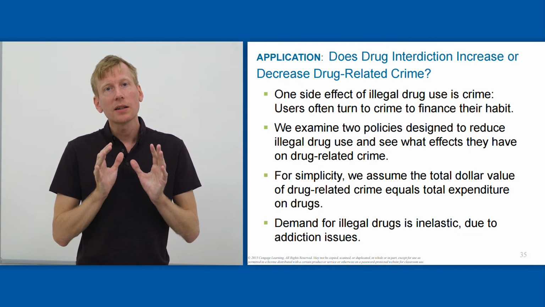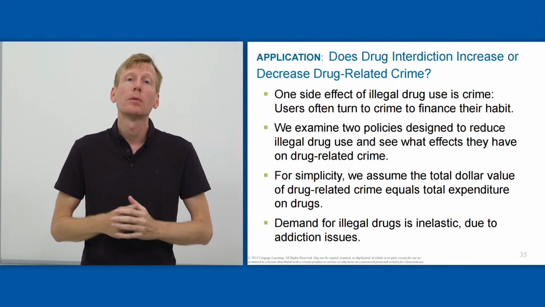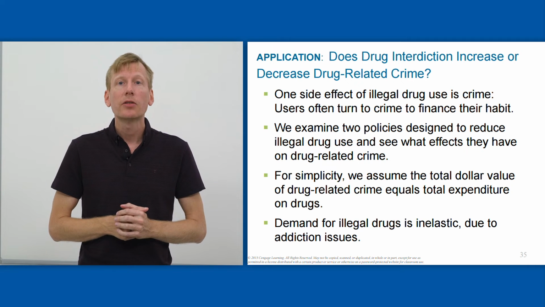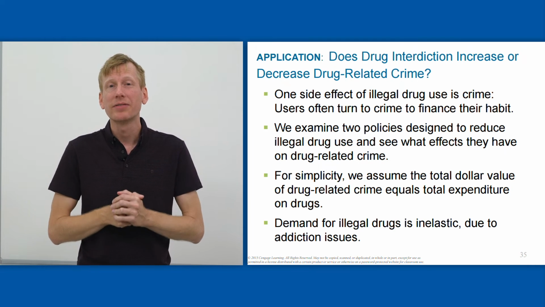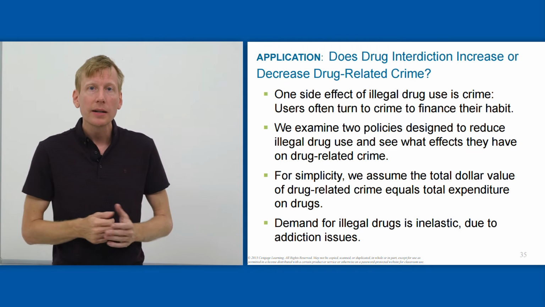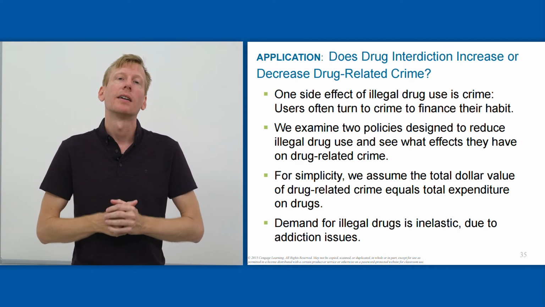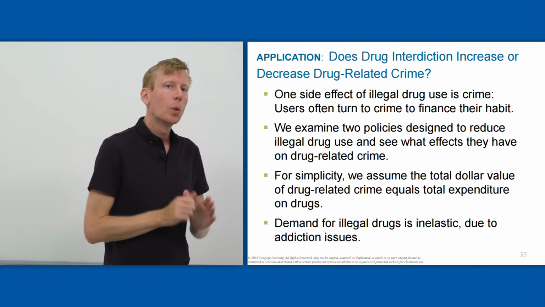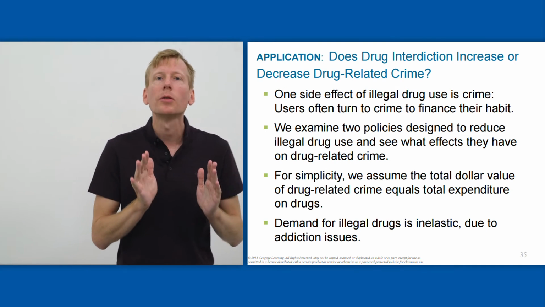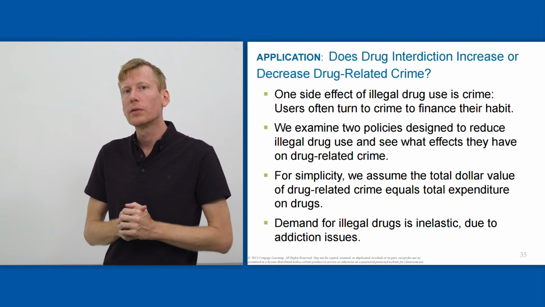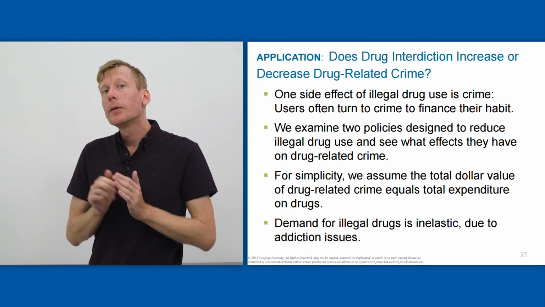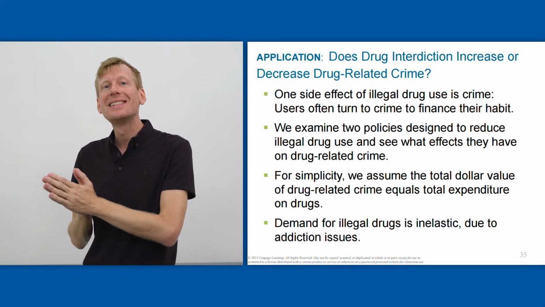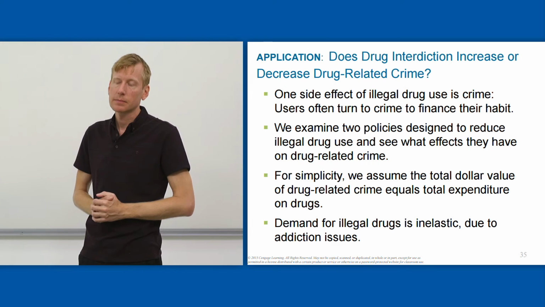Now, when police and law enforcement try to catch those people who are selling and distributing illegal drugs, they try to decrease the supply of available illegal drugs. And by doing so, they drive up the price of illegal drugs, such as heroin, cocaine, things like that. We would contrast this with another potential policy, which we'll get to next, which would be methods instead of reducing the supply of illegal drugs, to reduce the demand for illegal drugs.